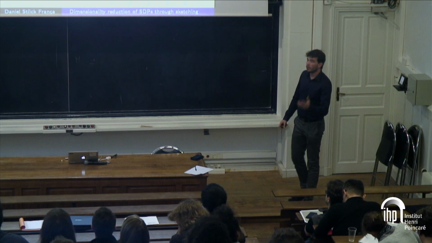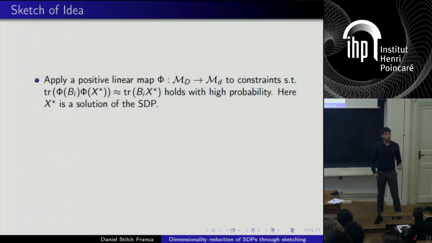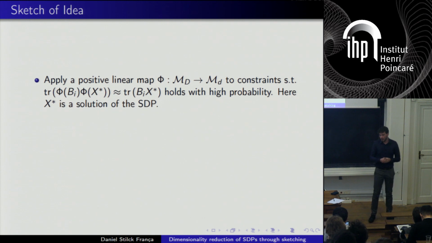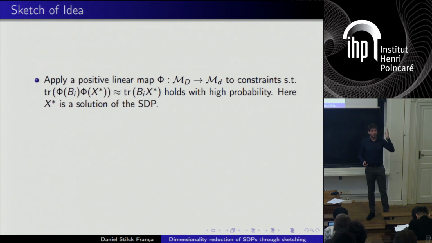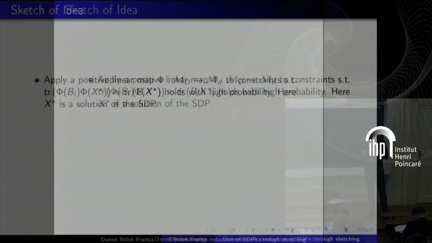So what's the idea here? We will take some positive linear map such that, if we apply it to the matrices that define our constraints and some optimal point of our SDP, with high probability we will somehow preserve the Hilbert-Schmidt scalar product between these. And why do we also want it to be positive? Well, so that we somehow preserve the feasibility set.